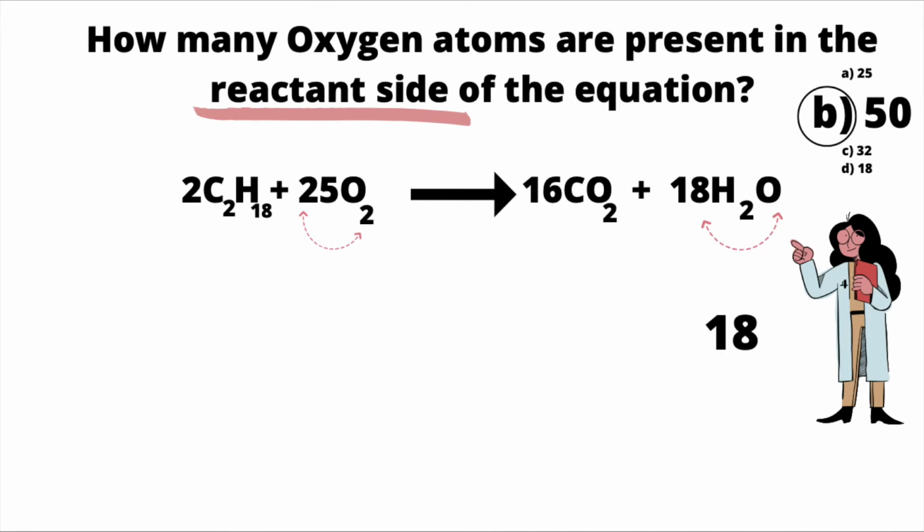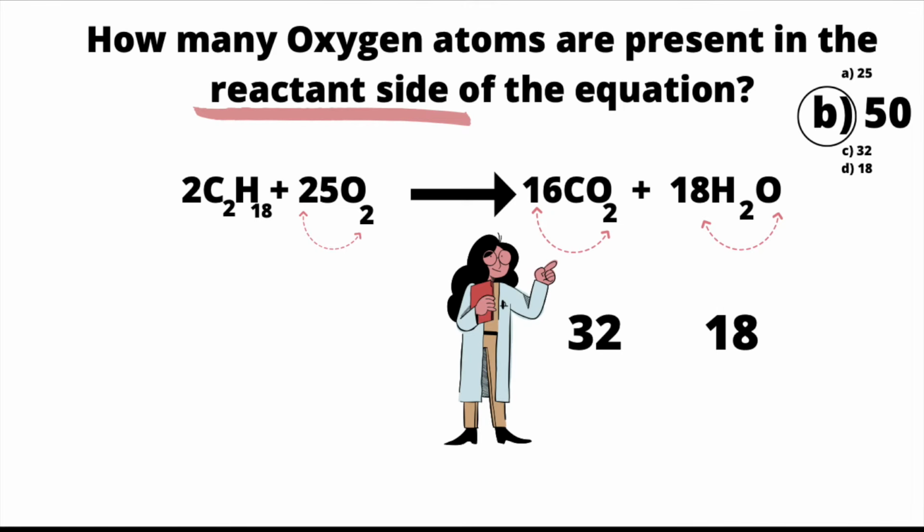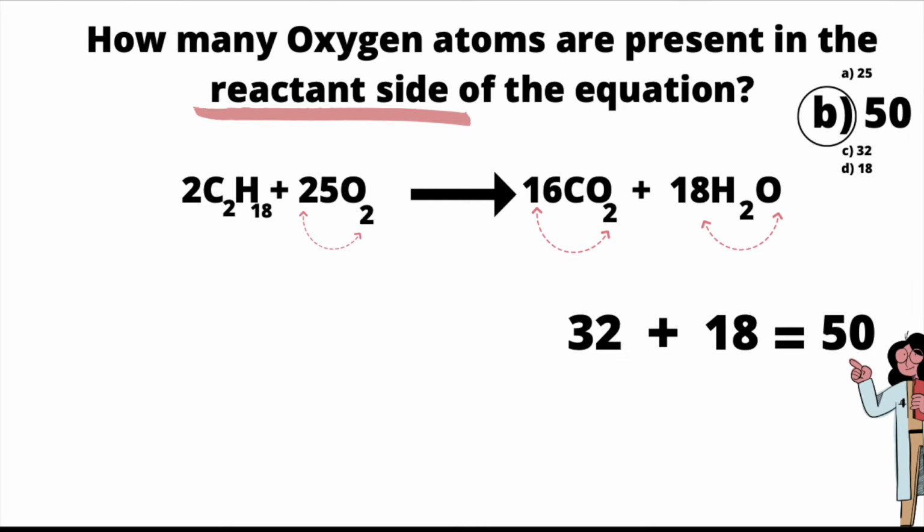18 times 1 is 18. If you see no subscript number, it basically implies that there is a 1 there. So just imagine there is an imaginary 1 here. In CO2, we multiply 16 times 2 and we get 32. Add the 32 and the 18 together and we get 50 total oxygen atoms on the product side as well.